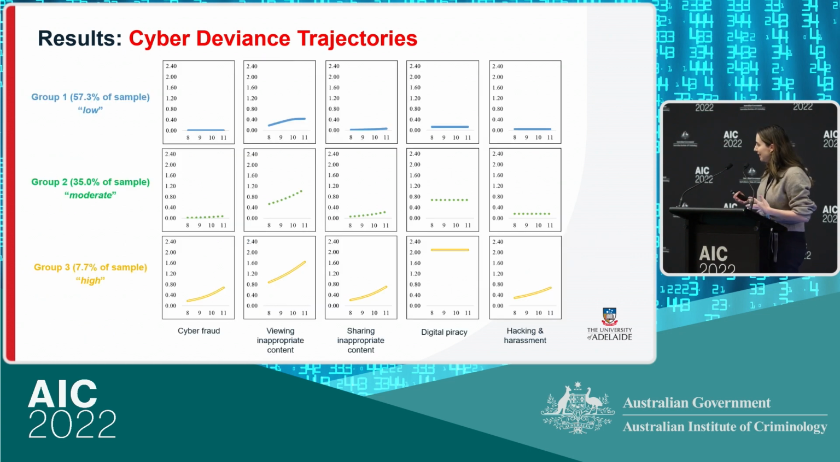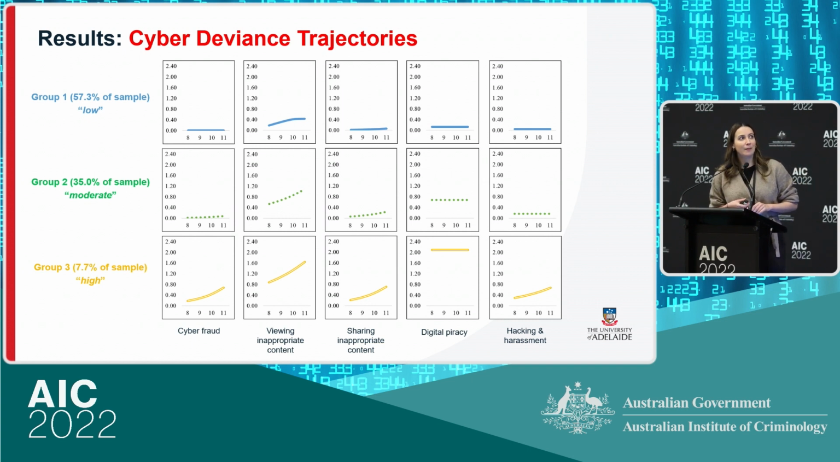So what we found was 3 distinct groups of students who were engaging in different forms of cybercrime at similar rates of acceleration. So we've deemed them the low, moderate and high groups, and I'll just talk through each one of those. Our low group at the top represented the majority of our sample, about 58% of students. They were generally abstaining from all forms of cyber-deviance, but there was a little bit of engagement in the more passive side of just viewing inappropriate content, but generally they weren't doing much else.